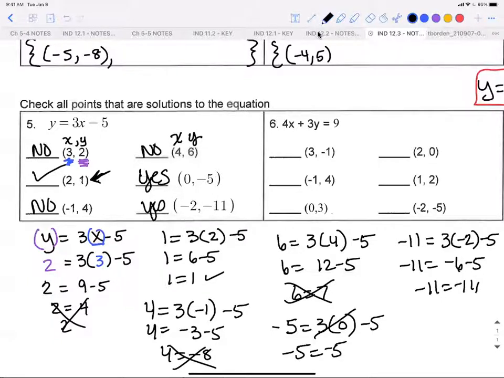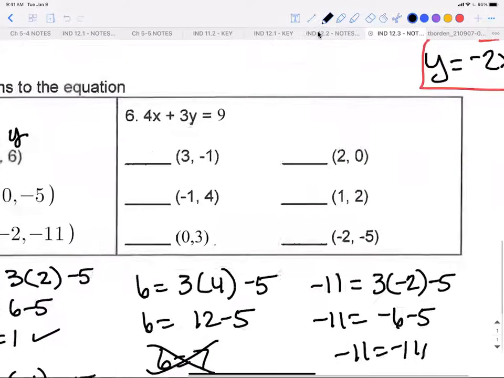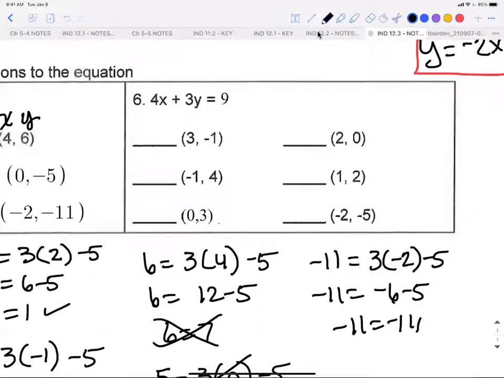Okay. And again, there's no quick way around it. You just have to work that problem out 6 different times to see which ones are yeses. I'm only going to work one of these just to show you. You do it the same when it's in any form. It doesn't matter. Your X is still your X. Your Y is still your Y.